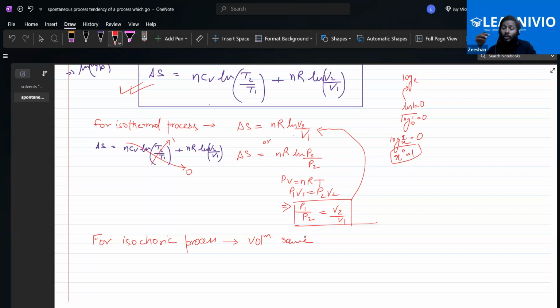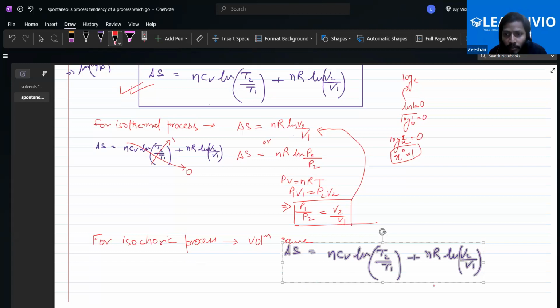In isobaric process, a barometer is used to measure pressure, or in bar, pressure is measured, right? So isobaric is where pressure is same, right? Simple. Now I'm writing here again.